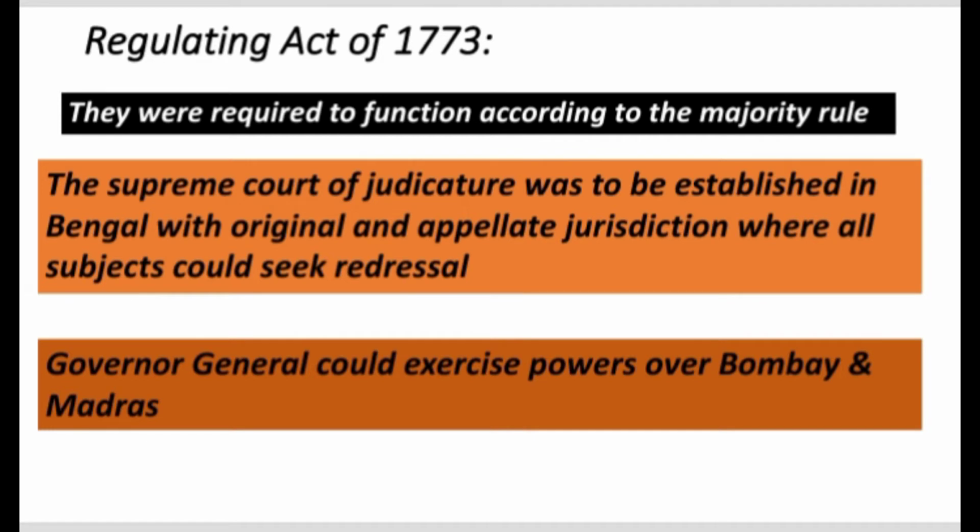A Supreme Court of Judicature was to be established in Bengal with original and appellate jurisdictions, where all the subjects could seek redressal. In practice, however, the Supreme Court had a debatable jurisdiction vis-a-vis the council, which created various problems. Then the Governor General could exercise some powers over Bombay and Madras, again a vague provision which created problems. The whole scheme was based on checks and balances.